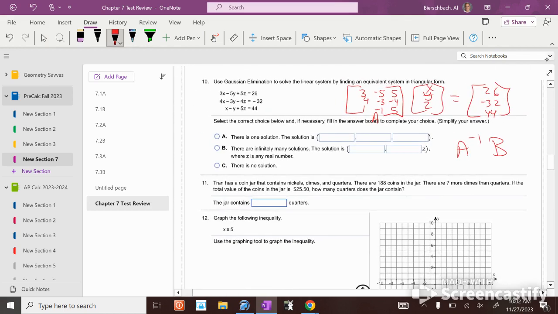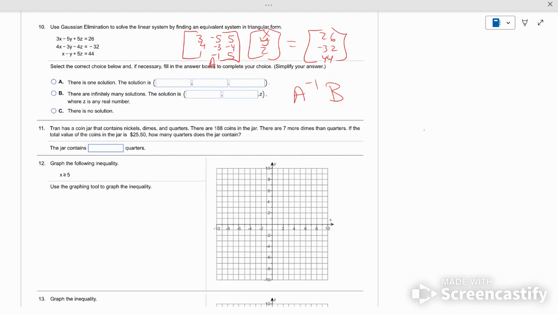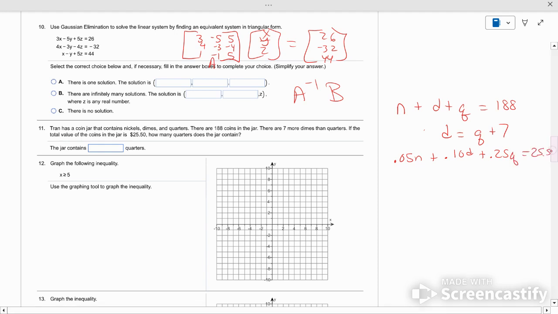Number 11. Tran has a coin jar with nickels, dimes, and quarters. So nickels plus dimes plus quarters equals 188. There are 7 more dimes than quarters. So the number of dimes equals the number of quarters plus 7. Total value of 25.50. So 0.05 N plus 0.10 D plus 0.25 Q equals 25.50.